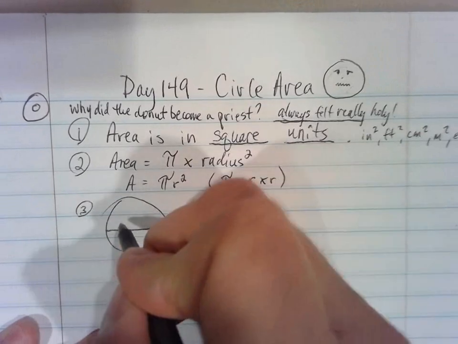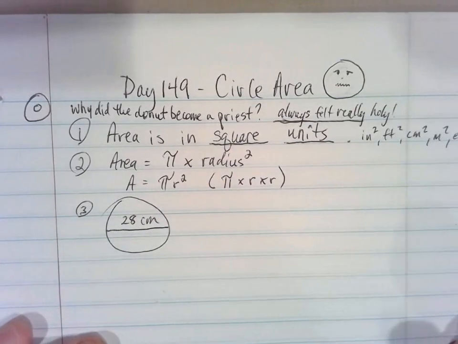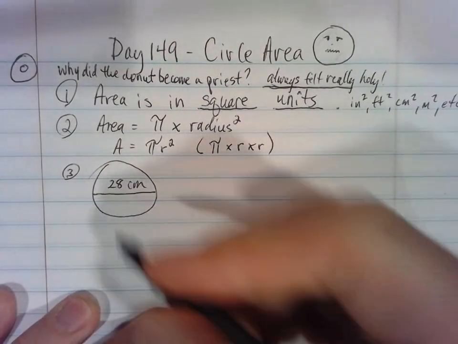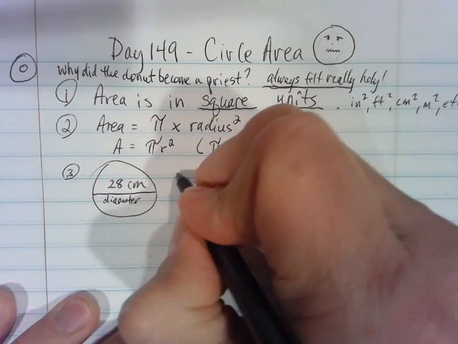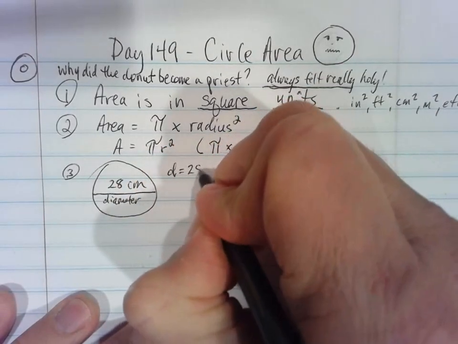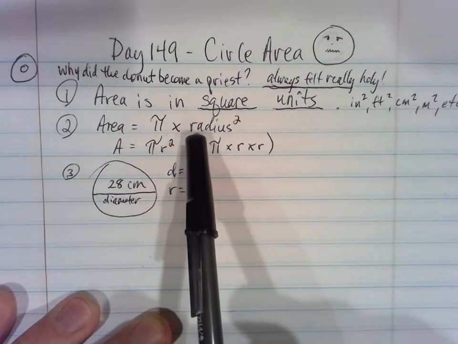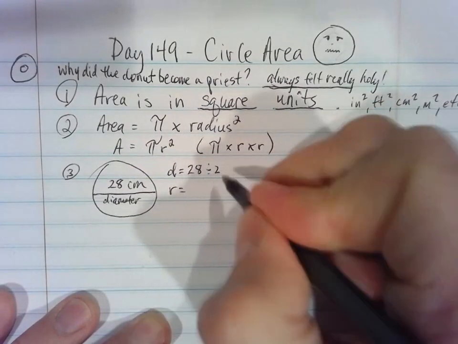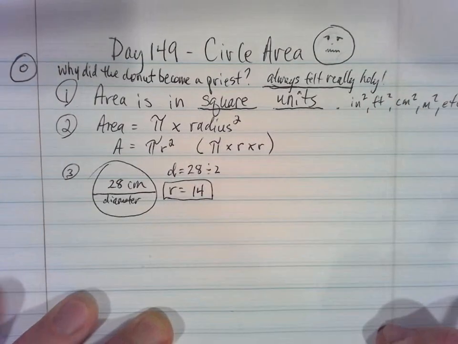Let's say you've got this picture, and that line going all the way across there is 28 centimeters. What is that line called that goes all the way across? Well, of course, that's the diameter. So we know that the diameter is 28. Now you have to use the radius in this formula, so you take half of that. Take the diameter divided by 2. That means the radius would be 14. When we get that number, we are ready to go.